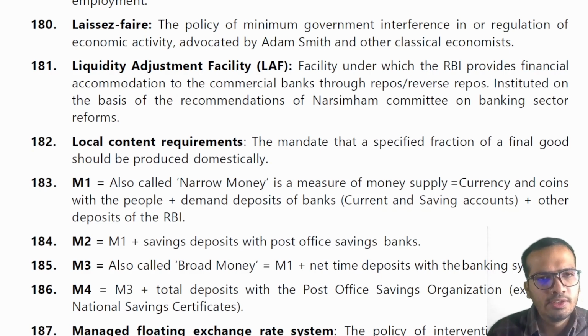Then we have laissez-faire, so the policy of minimum government intervention in or regulation of economic activity advocated by Adam Smith and other classic economists. Then we have number 181, liquidity adjustment facility, LAF. So it's a facility under which the RBI provides financial accommodation to the commercial banks through repos, reverse repos, instituted on the basis of the recommendation of Narasimhan Committee on Banking Sector Reforms.